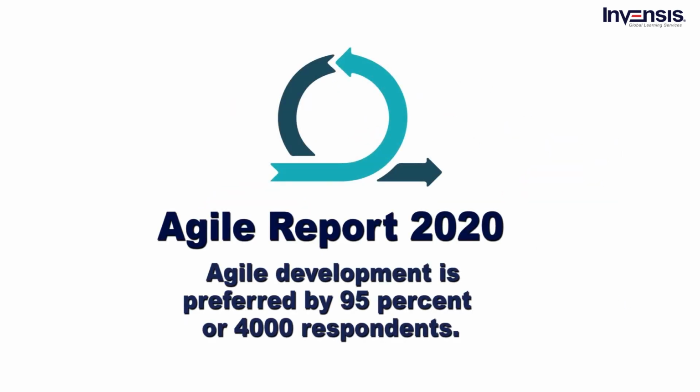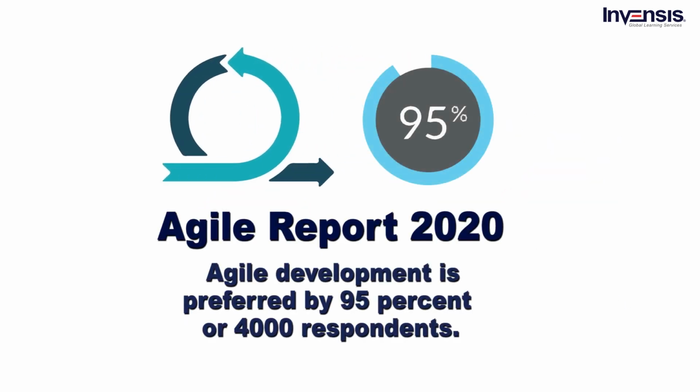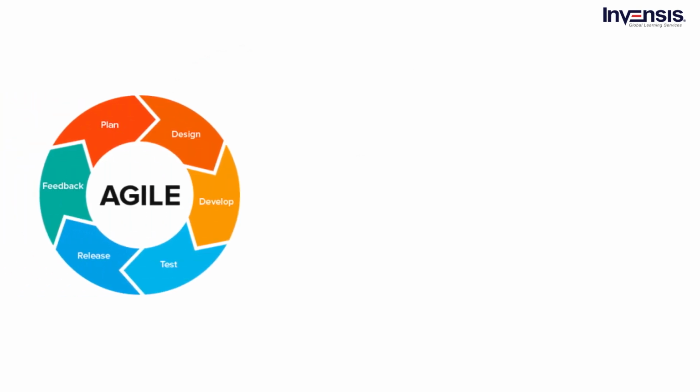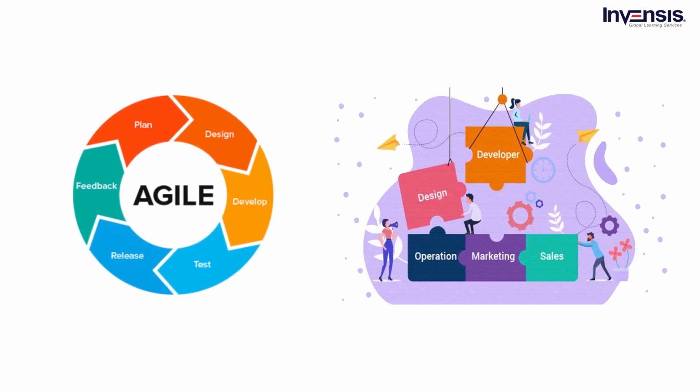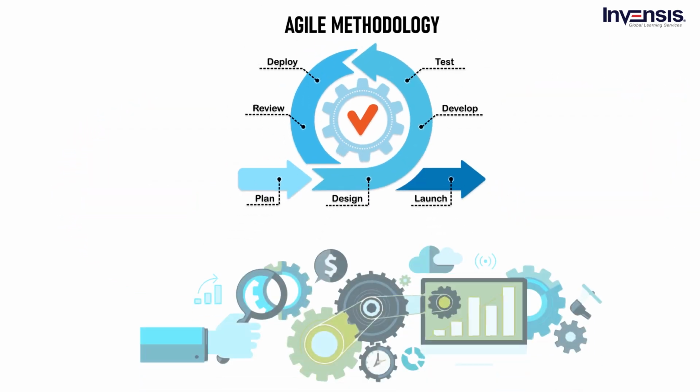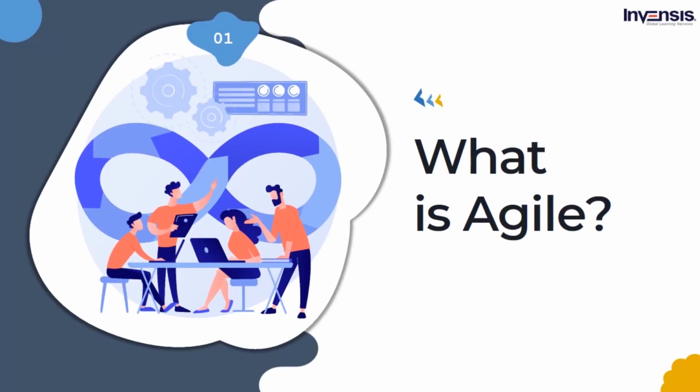According to the State of Agile Report 2020, Agile development is preferred by 95% or 4,000 respondents. In addition, the methodology encourages cross-functional teams within the organization, which aids in the growth process. The Agile software development technique and everything relevant to the process throughout this iteration will be covered in this video. What is Agile?